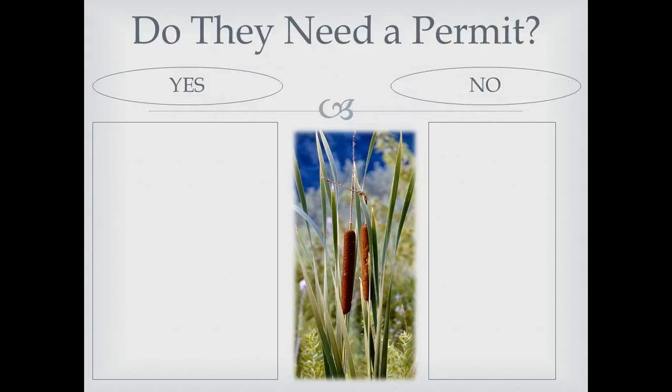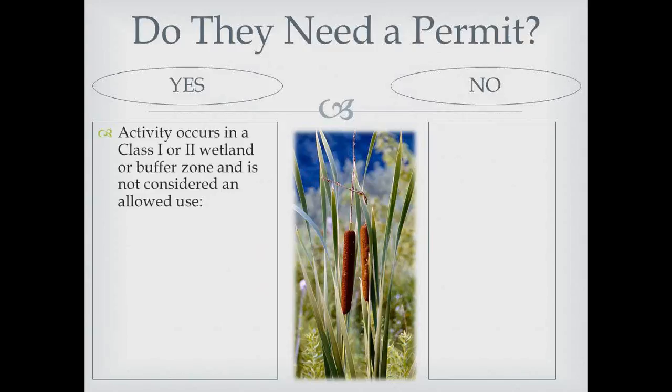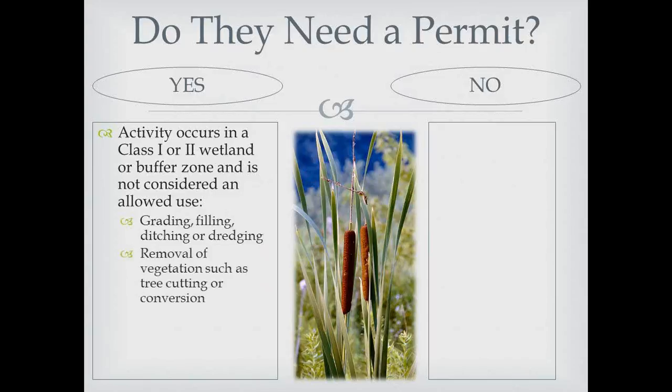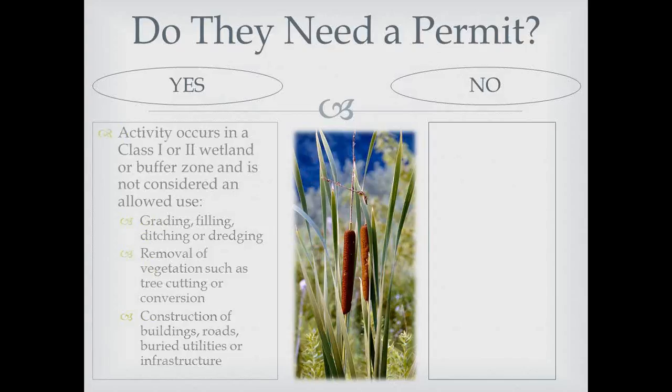So the question always comes down to, once you've determined that you have a wetland and that it is Class 2, whether or not a permit is required for the activity that's proposed. Activities that occur in Class 1 or 2 wetlands or buffer zones and are not considered an allowed use require a permit, especially if there is grading, filling, ditching, or dredging. There's removal of vegetation such as tree cutting or conversion that's outside of the silvicultural practice. And then the construction of buildings, roads, buried utilities, or infrastructure.